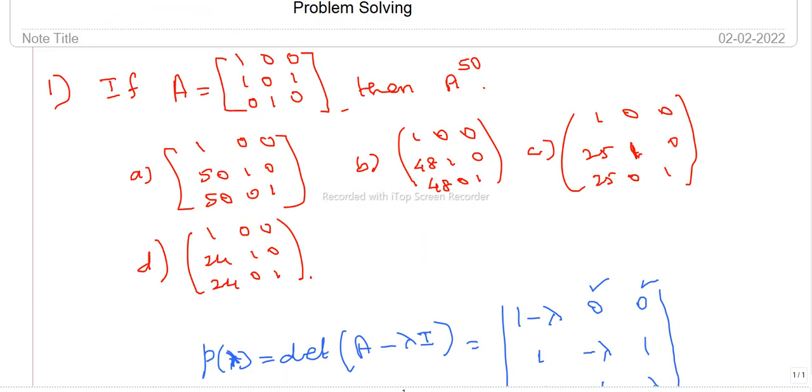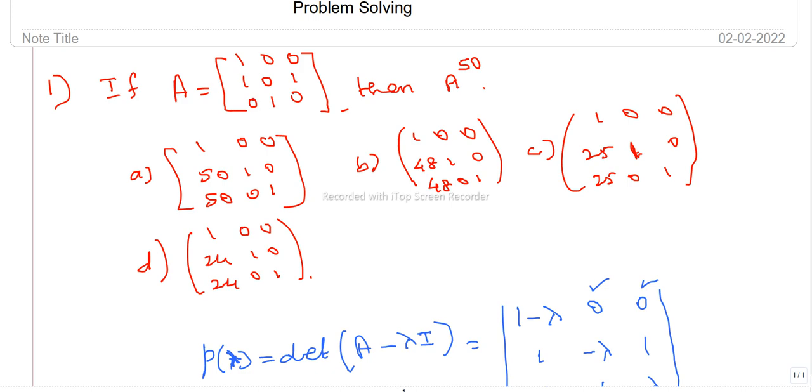Otherwise, just find A square, A cube, and so on. A power 50 is an even number. So therefore, first you have to find A square. Once you find A square, you can easily find A power 4. Once you find A power 4, you can easily find A power 8, and then A power 16 is just a product of this. So from this you can go up to 48. 48 is nothing but A power 32 into A power 16. So within 5 or 6 steps we can find it.